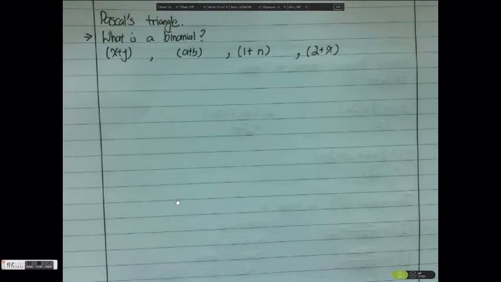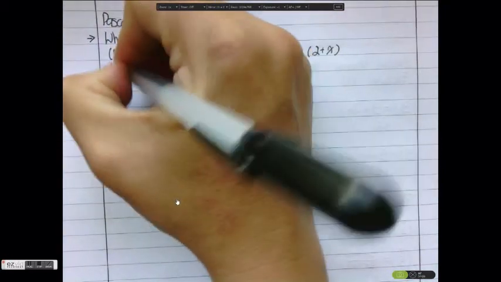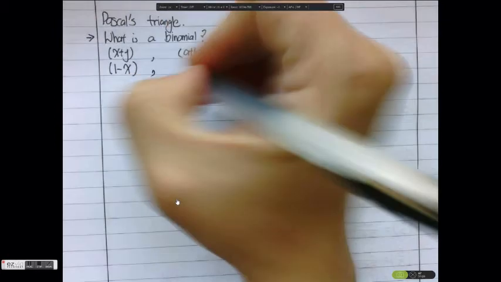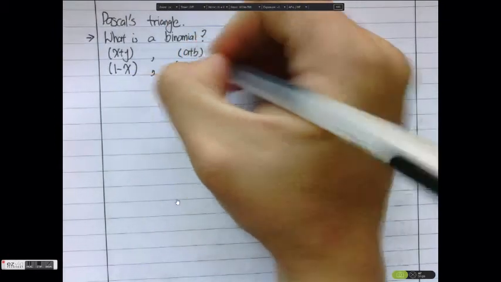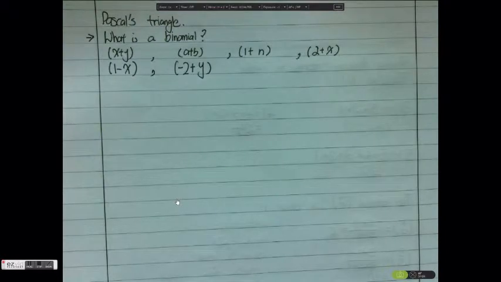Do not think it's just related to plus signs; we also can have 1 minus x, that's a binomial as well. Negative 2 plus y, that's a binomial as well. So we can include positive signs and negative signs in binomials.